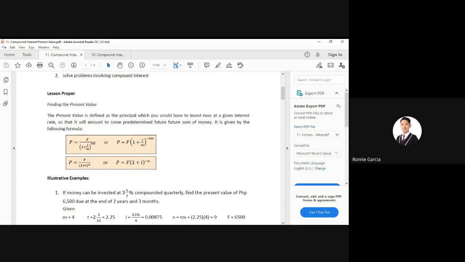Kindly read the first example. Let's have Mr. Temblor.